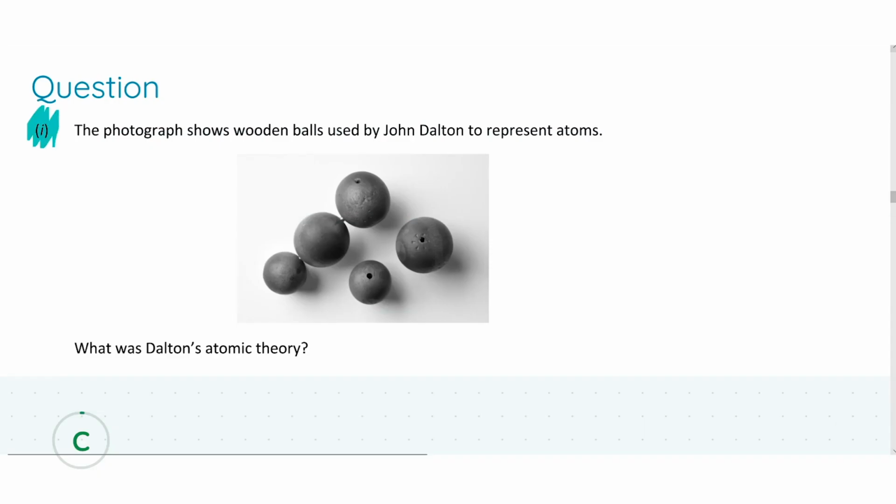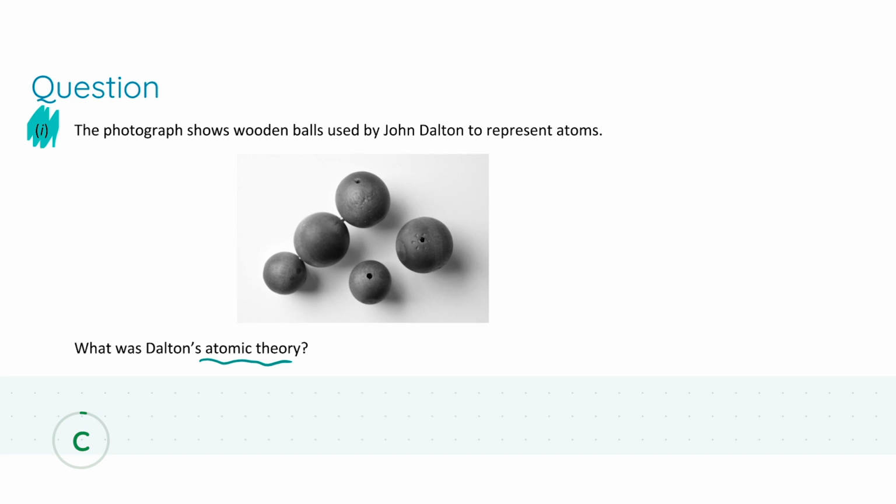In part I, we are asked about a photograph which contains several wooden balls here used by John Dalton to represent atoms, and we are asked what is Dalton's atomic theory. So this is just a straightforward definition, and hopefully if you've looked over the start of chemistry, I know I forgot about it when I was studying for the Leaving Cert, but they tend to ask a lot of questions and the marks are very easy to pick up.